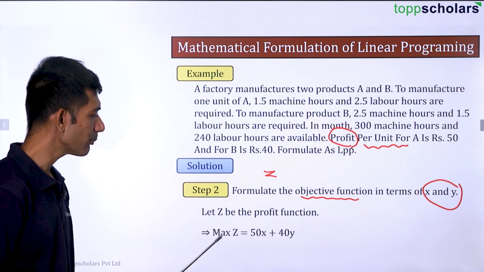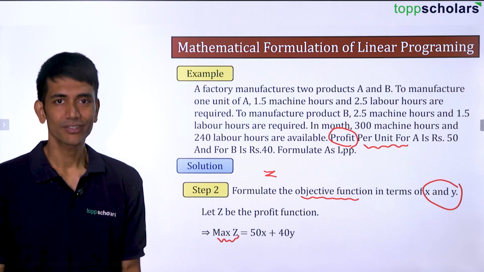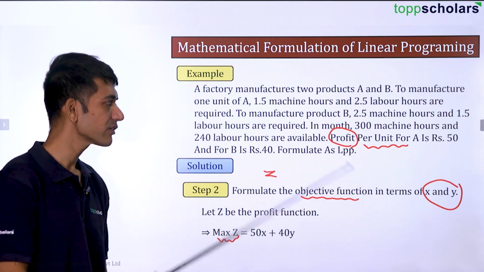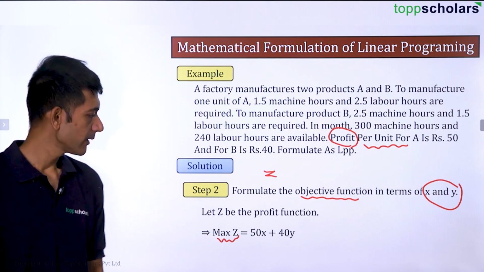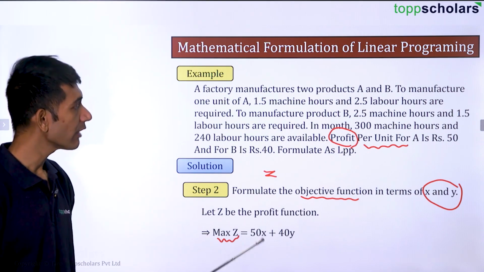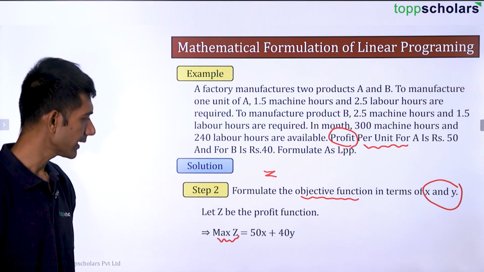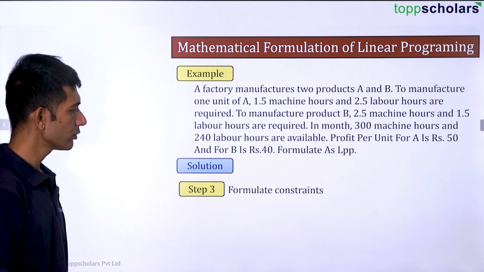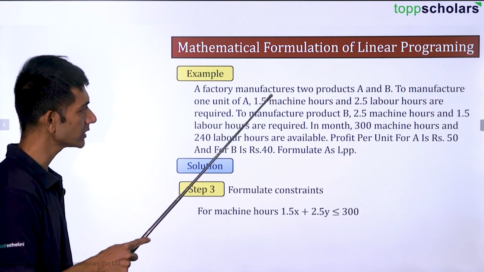So can I say we need to maximize the profit, right? Who will try to minimize the profit? Obviously, we will try to maximize the profit. Even if it is not given in the question, it's common sense, right? You want more profit. So to maximize the profit, we have 50x plus 40y, right? So to formulate constraints for machine hours, just focus on the machine.